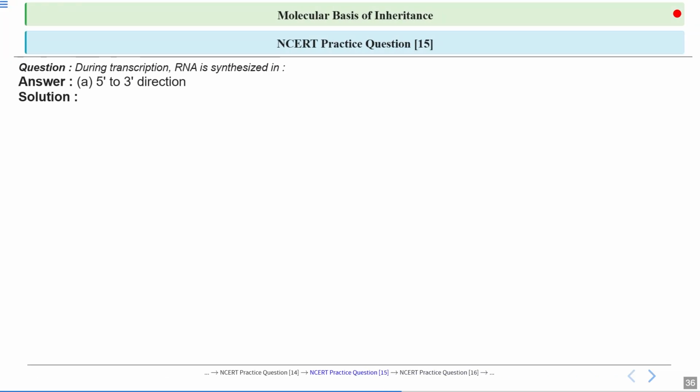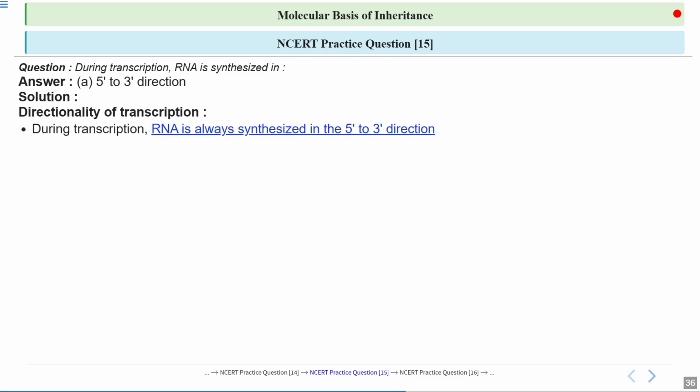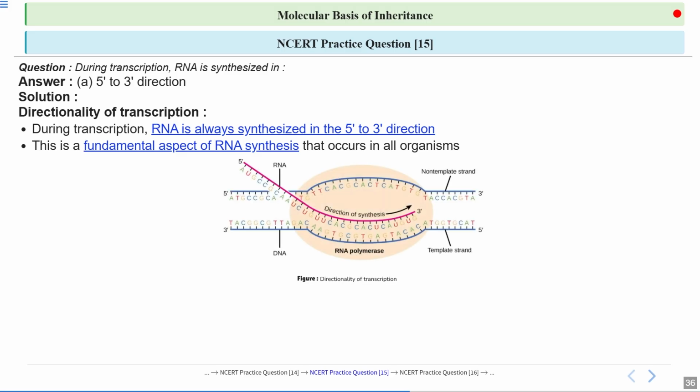Okay, so let's have a look at the answer. See, option number A is the correct answer, 5' to 3' direction. RNA polymerase will always synthesize the mRNA in the 5' to 3' direction. This is the fundamental aspect of RNA synthesis that occurs in all living organisms.